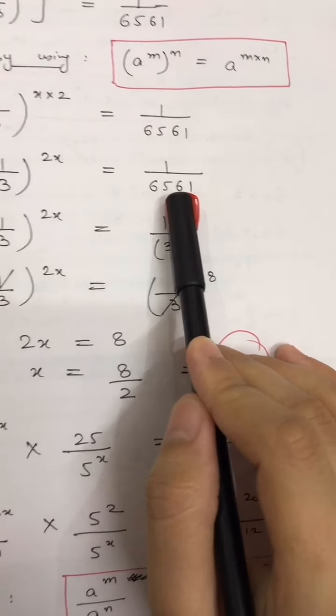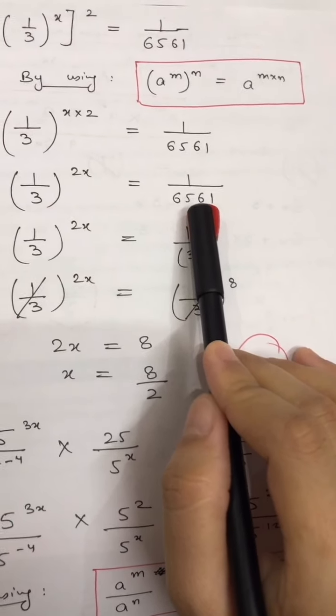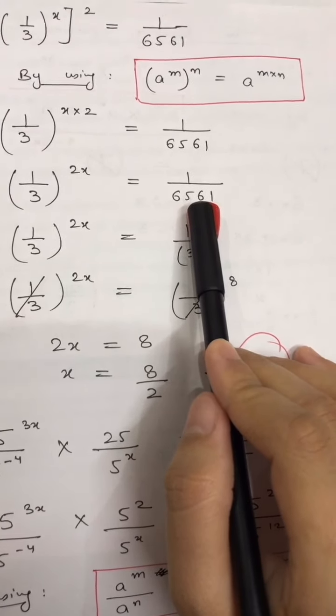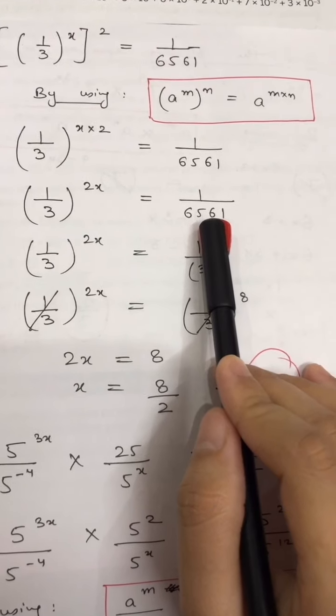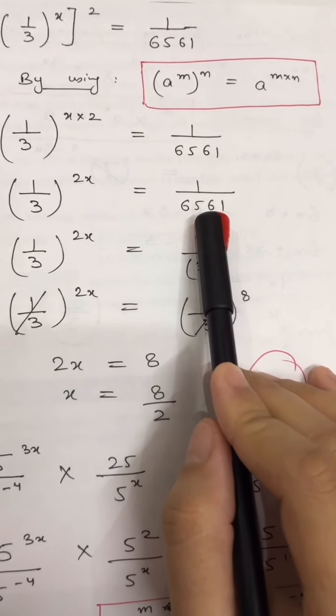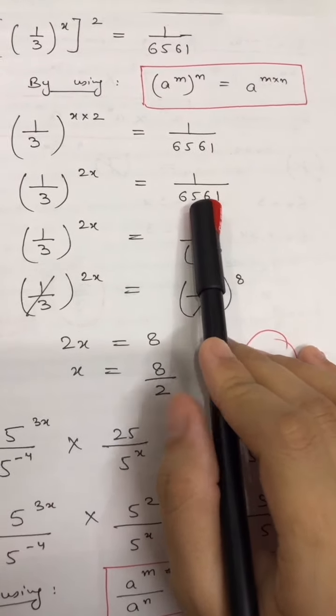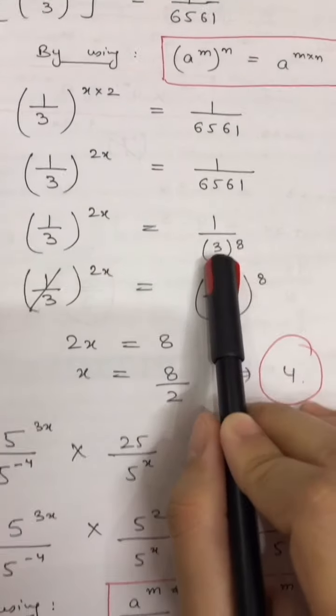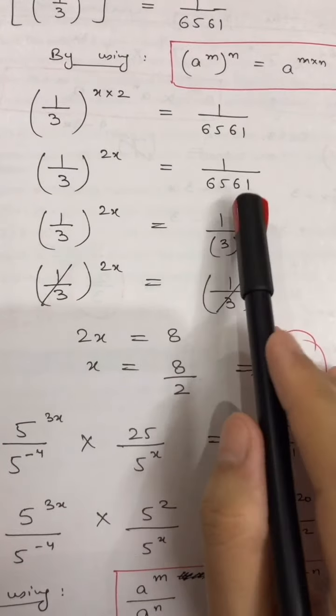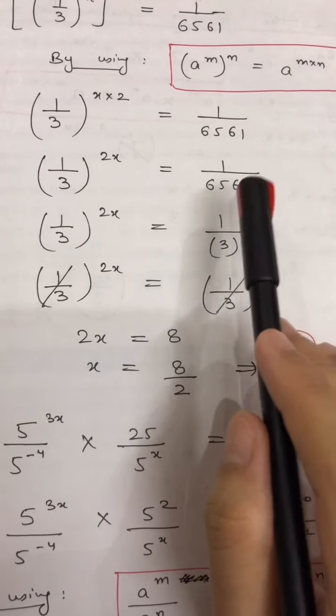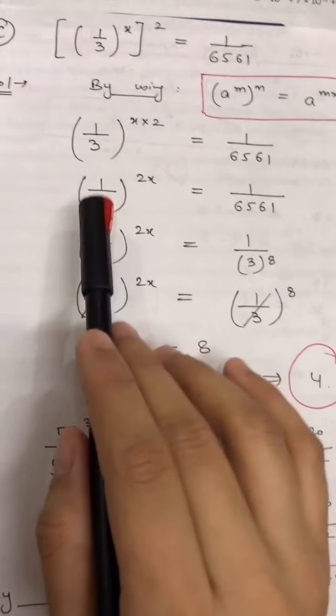6561 is 8 times of 3. When you multiply 3 up to 8 times, then you will get 6561. Okay, so you have to write here 3 raised to power 8. How will you know that this is 8 times of 3? Because you have to check the left hand side.